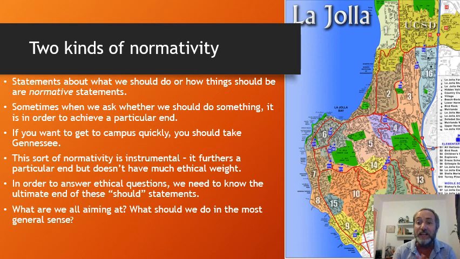And this is what we call instrumental statements, instrumental sort of normativity. It doesn't have a lot of ethical weight. It's not so much what we're going to be concerned with in this course. What we want is sort of the more ultimate should statements, right? What should I do in the most general sense? That is the sort of normative statement that we cover in ethics.